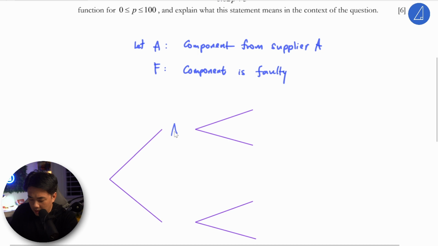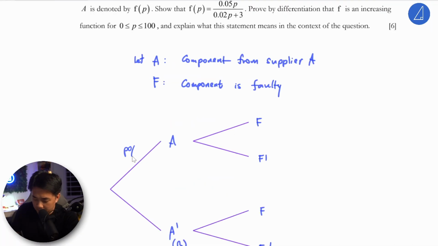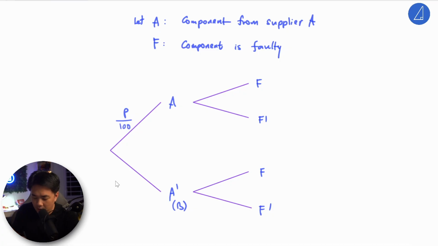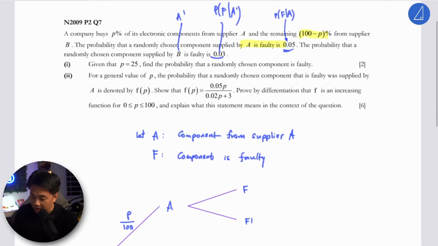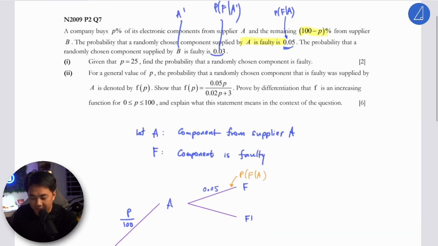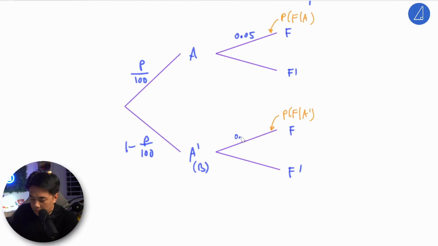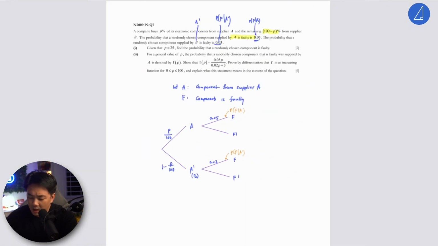So this is A prime, or rather B, same thing. Then this is faulty, not faulty, faulty, not faulty. Here this is P%, meaning this is P over 100. Then this one is 1 minus P over 100. Then we were told that P(F given A) is 0.05 over here. This branch is P(F given A). Then P(F given A prime), supplied by B, is 0.03. Can you see that? So essentially, for supplier A, you have a higher failure rate compared to supplier B.